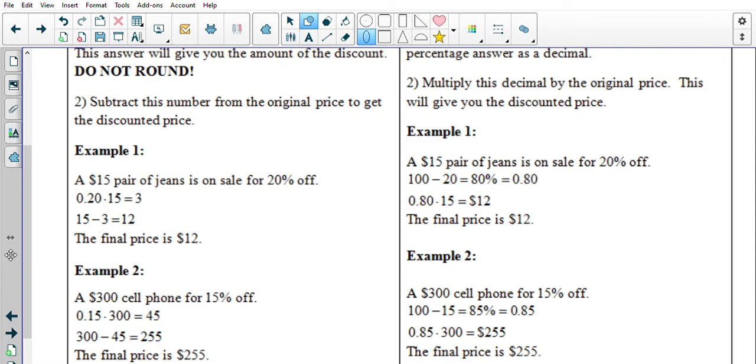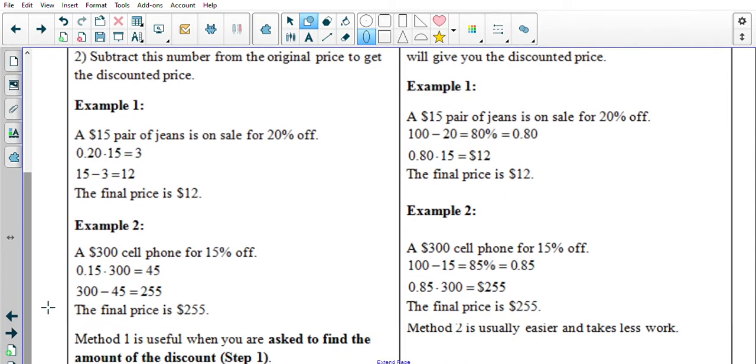So if you have that $300 cell phone for 15% off, take 100% minus 15%, that's 85%. As a decimal, that's 0.85. Multiply by 300, boom, there you go. You've got your discount price of $255. Again, method 2 is usually easier and takes less work.